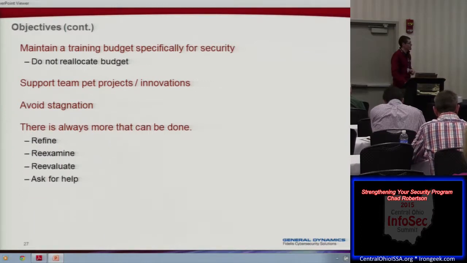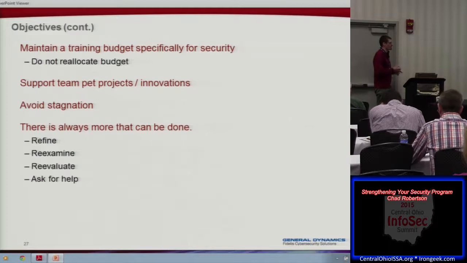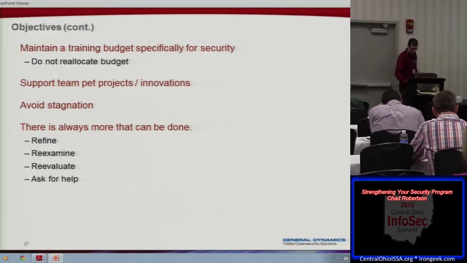Support team pet projects and innovations. The people that are the eyes on the screen, especially in an analyst role, have a difficult job staring at a screen all the time and looking at security events. So doing these kinds of things can really support those initiatives. Avoid stagnation, and there's always more that can be done. Refine, re-examine, reevaluate, and ask for help.